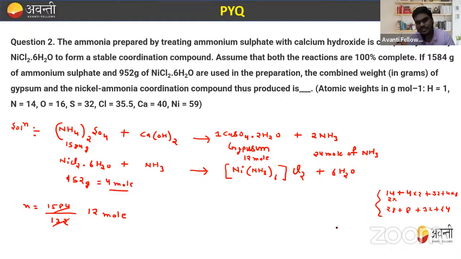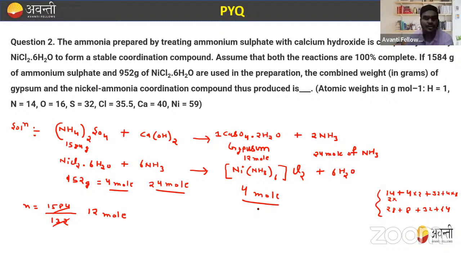On a similar basis, beta, just calculate the molecular mass of NiCl2.6H2O and divide 952 gram by it, and you'll get 4 mole. So 4 mole of this requires how many mole? If 1 mole requires 6 NH3, then 4 mole requires, beta, 24 mole of NH3. And this is also given, that it is 1 mole, so it is equal to 4 mole.